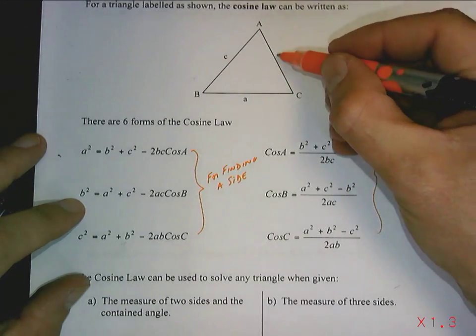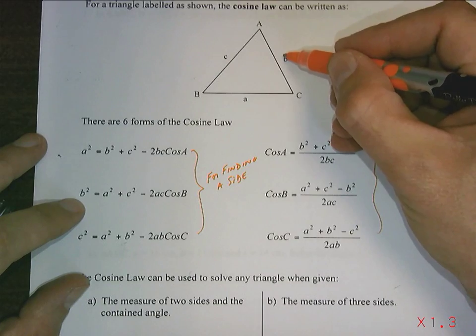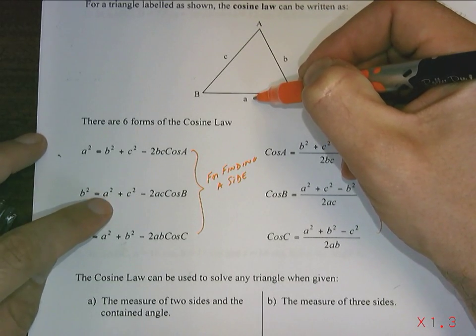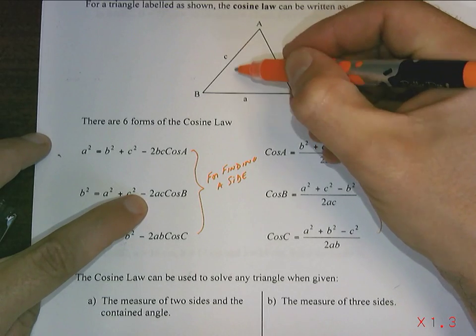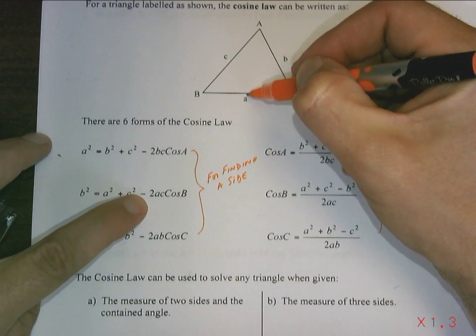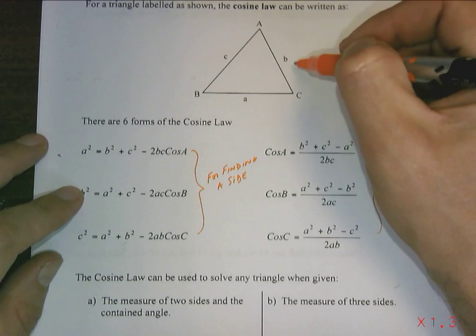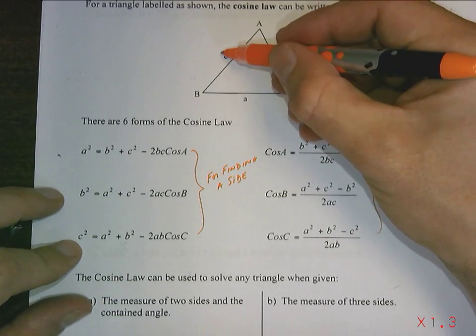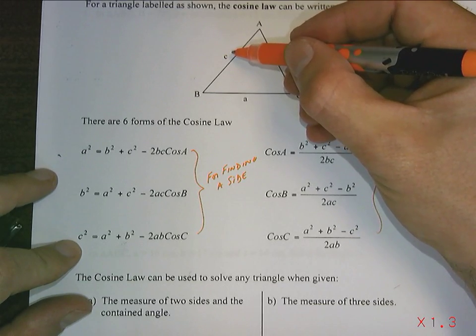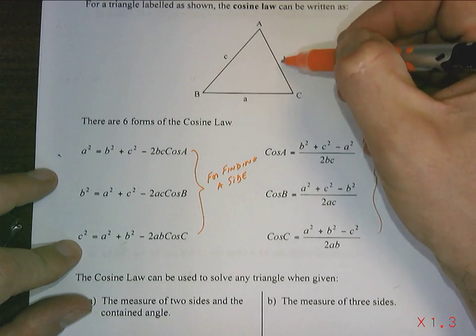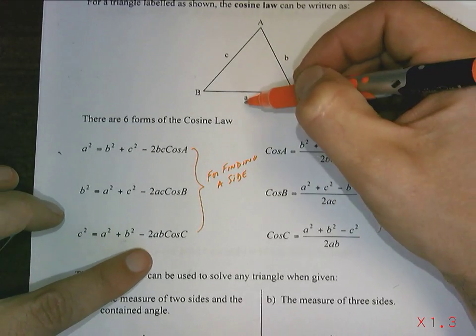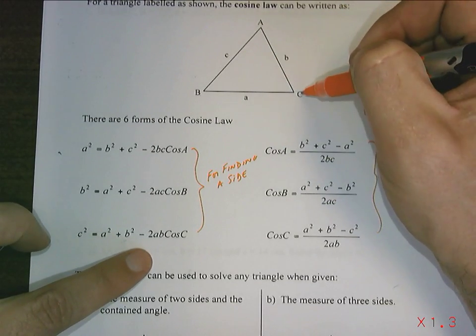So if we look at b, let's say I wanted to find b. It would be the square of this side and the square of this side. Those are the other 2 sides. Subtract 2 times the other 2 sides again, a and c, times the cosine of the angle opposite the side that I want, which is B. Let's say I wanted c. So c squared is going to equal the other 2 side squares, a squared plus b squared, minus 2 a times b, cos the angle C.